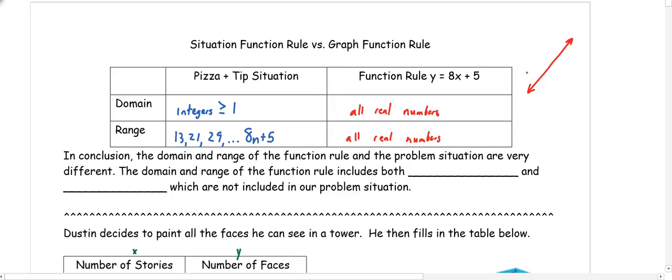So in conclusion, the domain and range of a function rule and the problem situation are very different. The domain of a function rule includes negatives and fractions, which are not included in our problem situation. So let's look at another example.